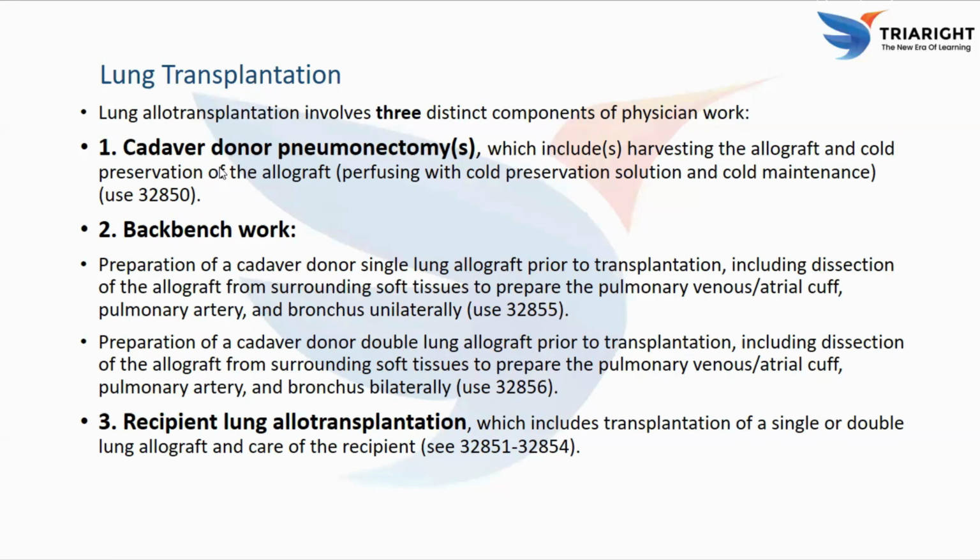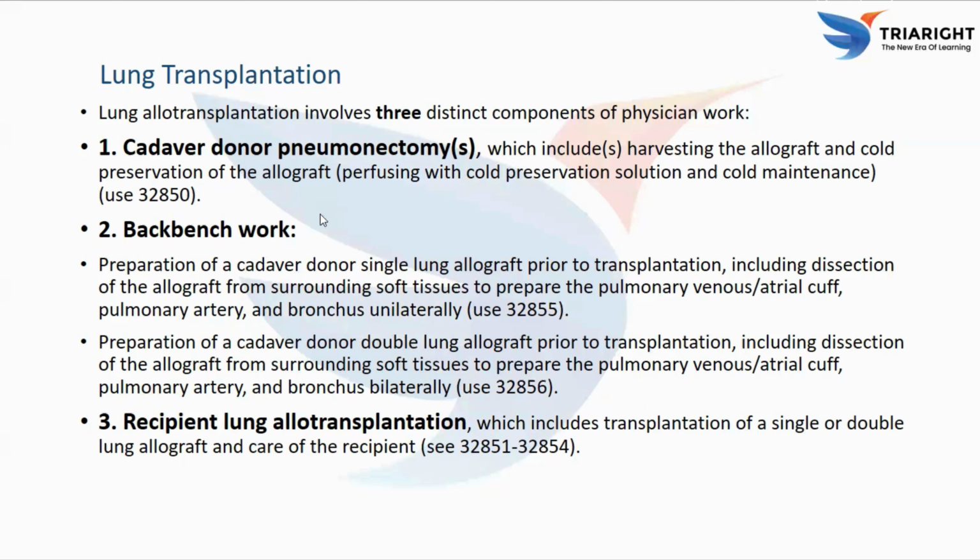First is cadaver donor pneumonectomy. This is the organ harvesting step. What happens here? The surgeon removes the donor lungs from a deceased donor and preserves them. This includes removing one or both lungs, flushing the lungs with cold preservation solution, cooling and storing the organ to prevent tissue damage. These are done in this first step. And the CPT code for cadaver donor pneumonectomy is 32850.